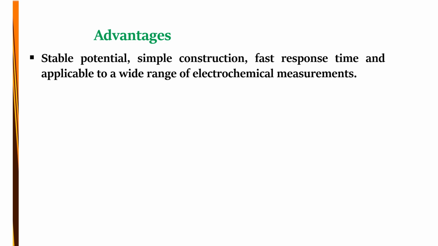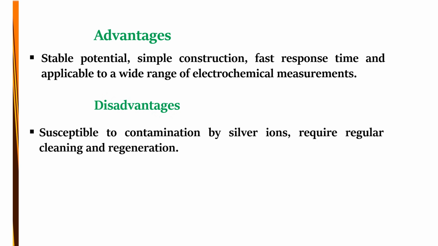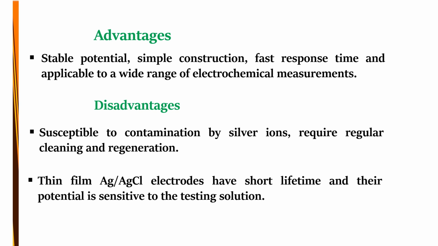Advantages: stable potential, simple construction, fast response time, and application to a wide range of electrochemical measurements are the advantages of the silver chloride electrode. Now disadvantages: susceptible to contamination by silver ion, requires regular cleaning and regeneration. Thin film silver chloride electrodes have a short lifetime and their potential is sensitive to the testing solution.